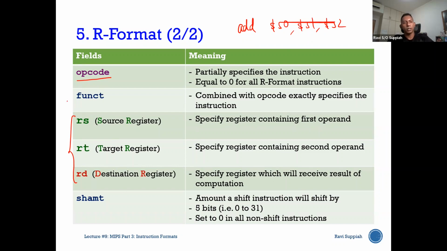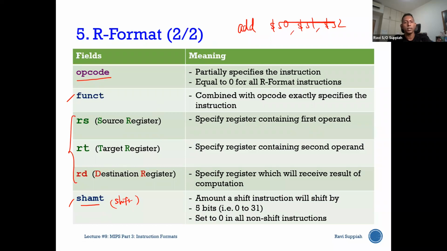The function field and the shift amount. So this shift amount is only used if it is a shift instruction. If it's not a shift instruction, you don't use this shift amount field at all. Only for shift instructions. So in one of the earlier slides, we looked at the shift left and shift right and so on. So only those instructions make use of this shift field.